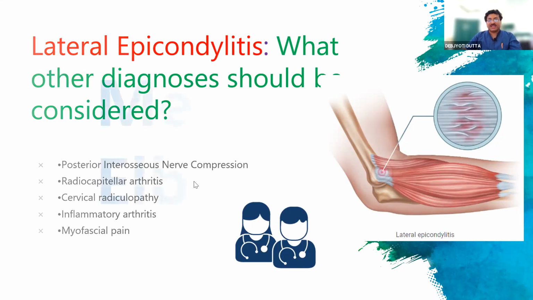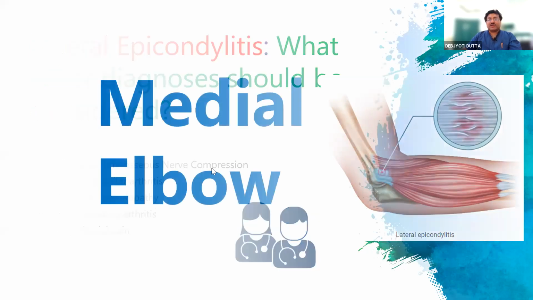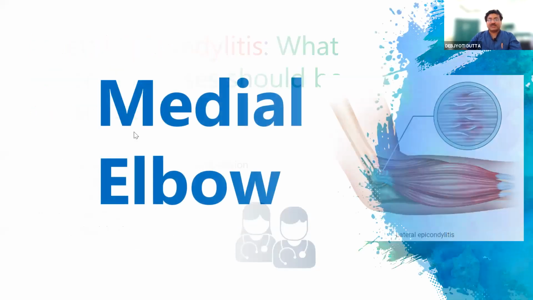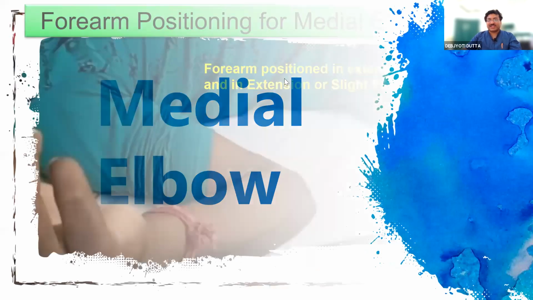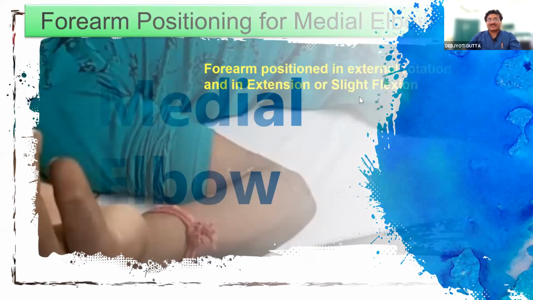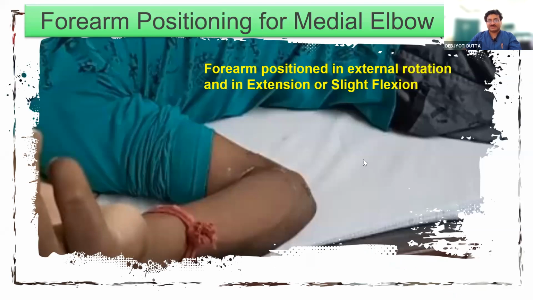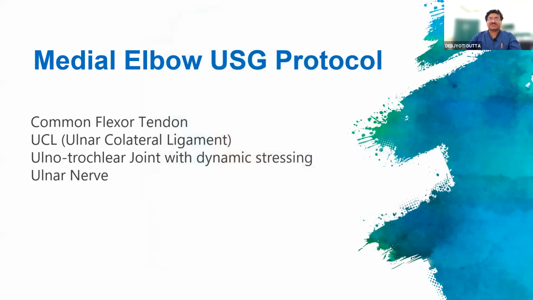Coming to the medial elbow joint. For the medial elbow joint evaluation, this is the hand position. The forearm is to be pronated, positioned in external rotation, and extension or slight flexion. That is how to evaluate the medial elbow joint. Next, what we need to see in the medial elbow joint: we need to check the common flexor tendon, ulnar collateral ligament, ulnotrochlear joint with dynamic stressing, and the ulnar nerve. These things we need to check here.